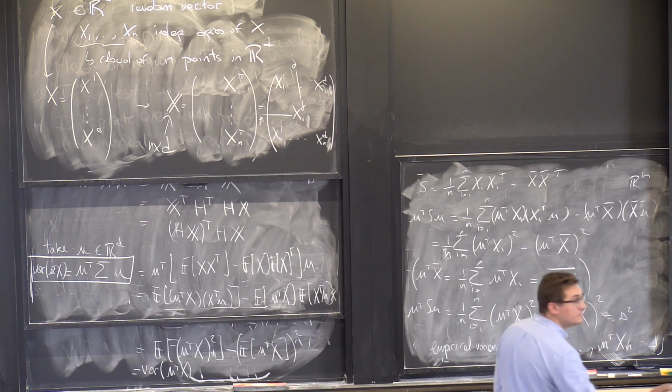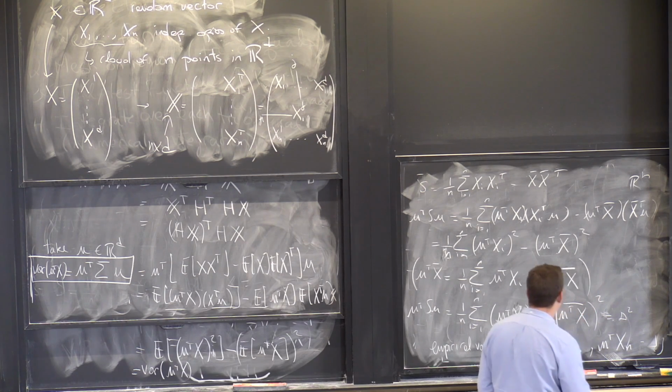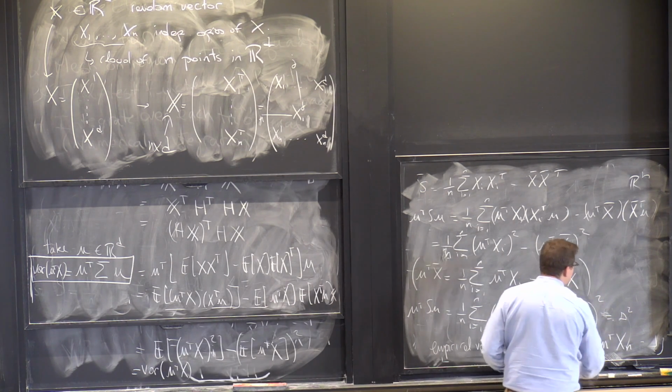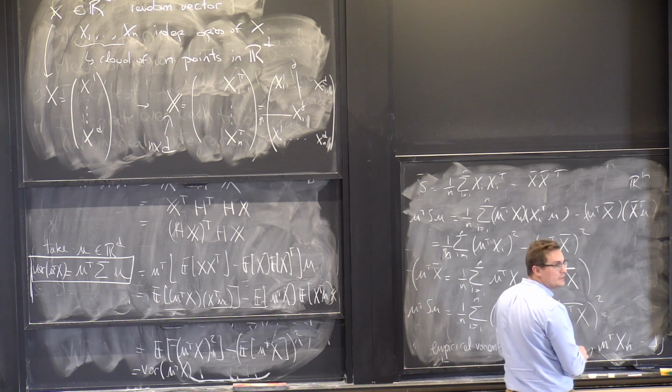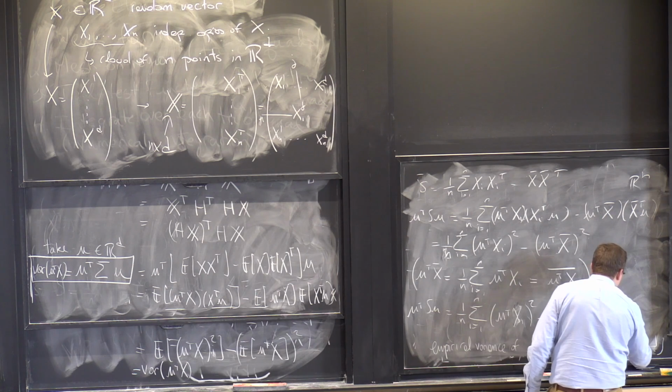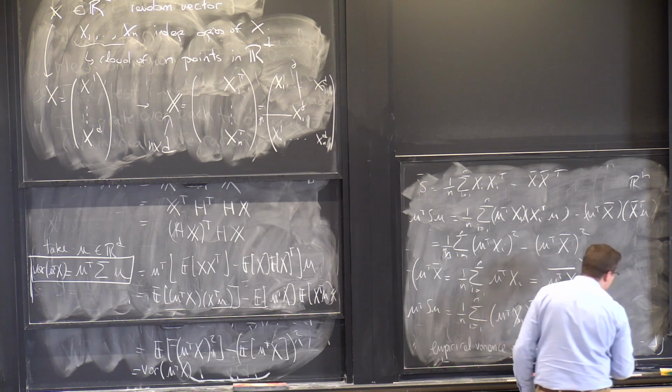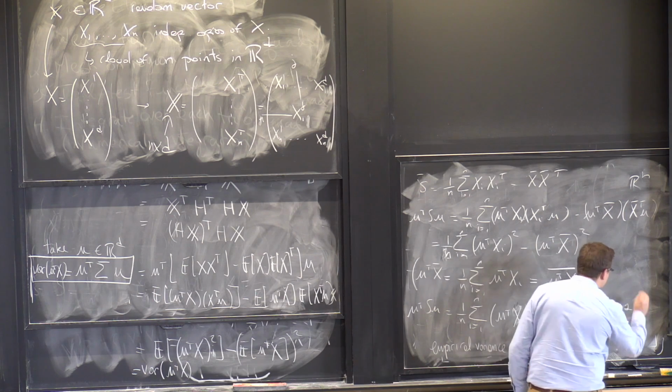What have you written at the end for u transpose S u? This one? Yeah, I said it's equal to small s, and I want to make a difference from the big S that I'm using here. So this is equal to small, I don't know, I'm trying to make it look like a calligraphic S squared.